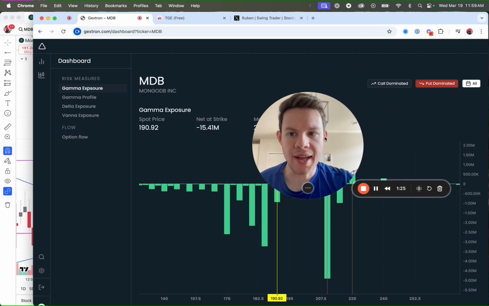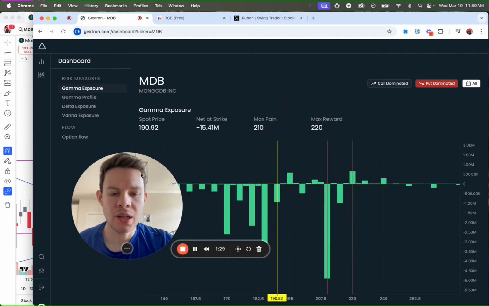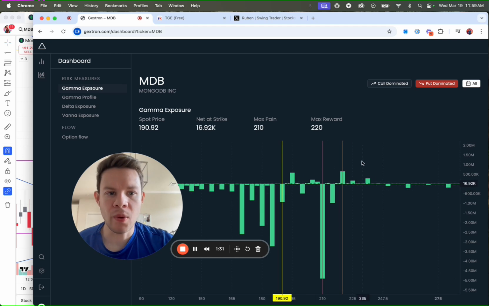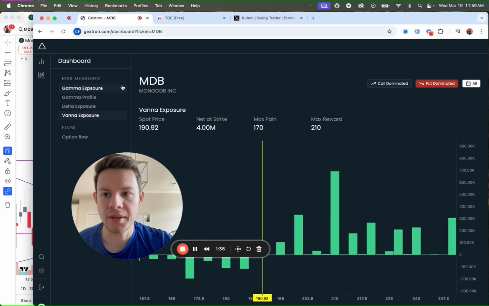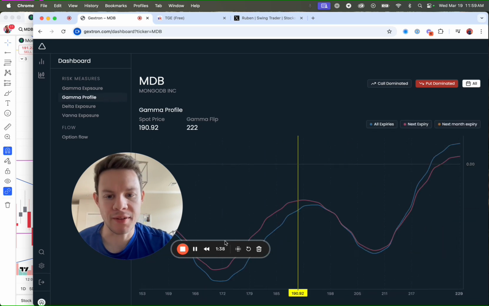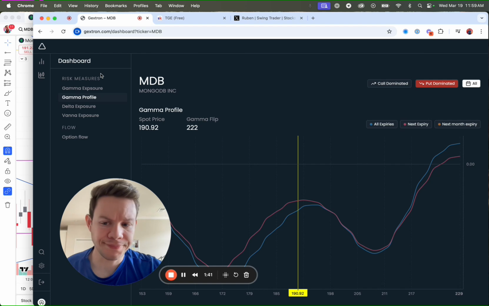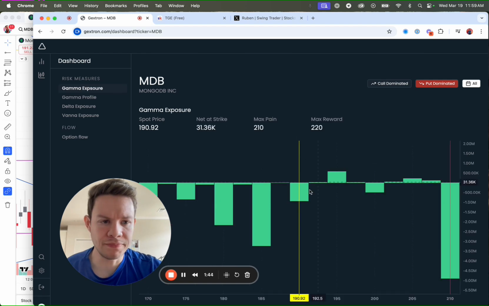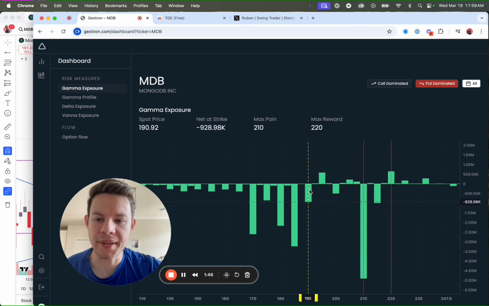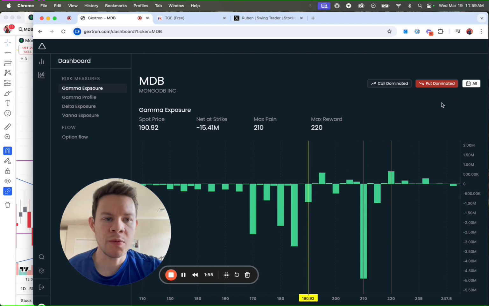But the first thing that we look at on MongoDB is we try to figure out where the key levels are based on gamma exposure, Vanna exposure, and also the gamma profile in general. But most importantly, because the VIX these last couple of weeks, or months really, has been such a volatile environment, we also want to take a look at the expected move.